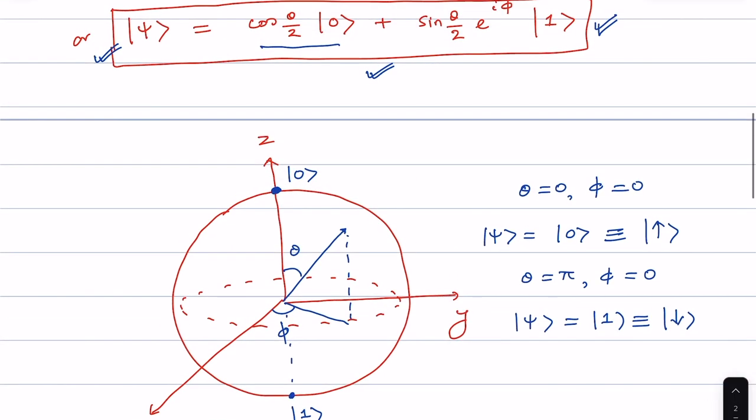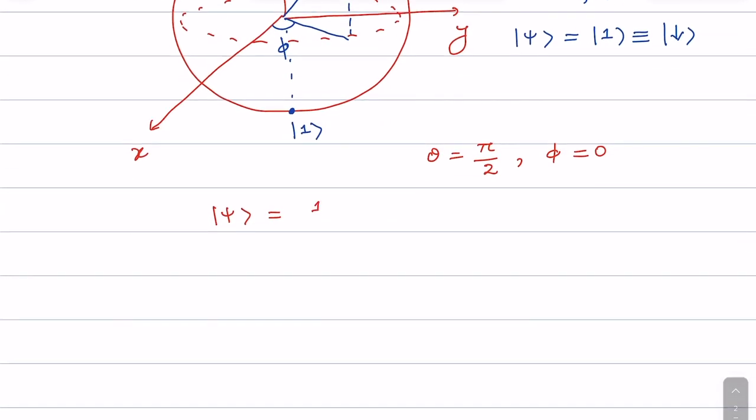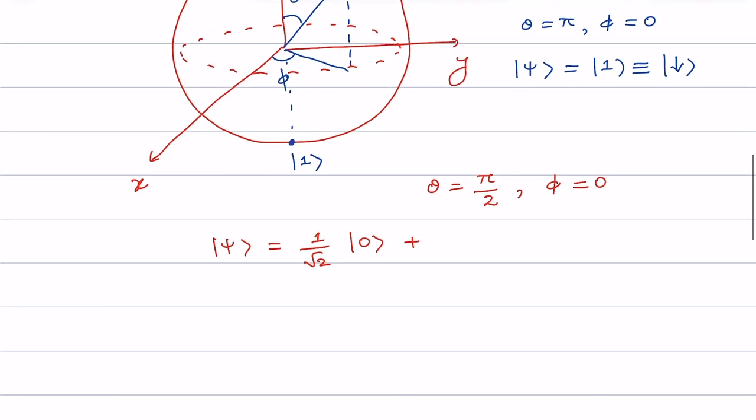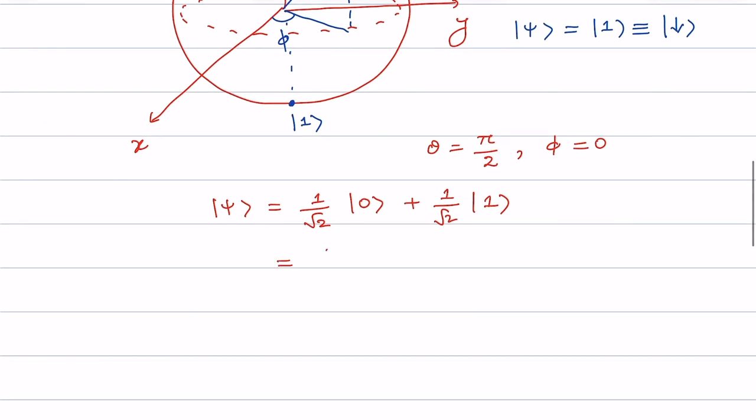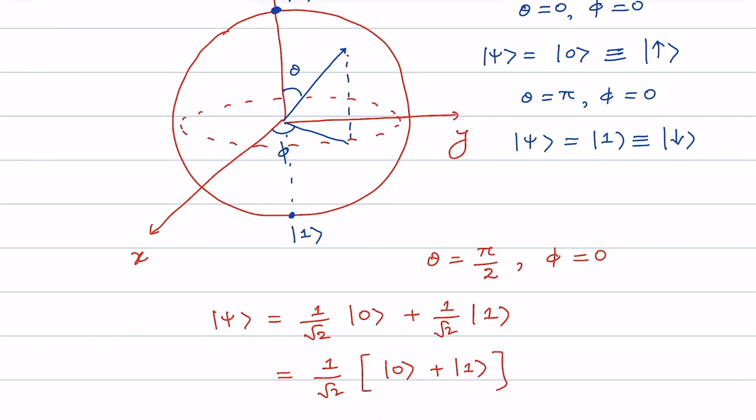Again, let me refer to this equation here. Now I am taking theta equal to pi by 2, therefore cos pi by 4 is going to be 1 by root 2. Cos pi by 4 would be 1 by root 2 ket 0, plus sine theta by 2, that is sine pi by 4, which is again 1 by root 2, times e to the power i phi, which is 1 now because phi is equal to 0. So you are getting a superposition state of ket 0 and ket 1. This particular point is going to represent the superposition state 1 by root 2 (ket 0 plus ket 1).